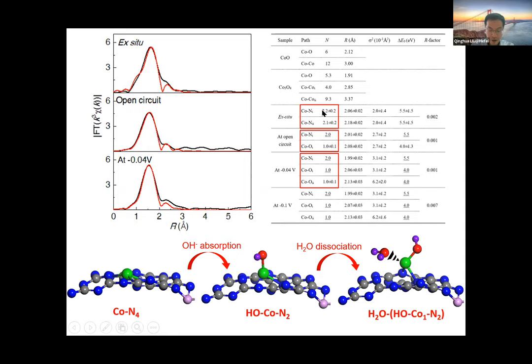At open circuit, two cobalt-nitrogen bonds were broken, and only hydroxyl was adsorbed at the cobalt active center to form the hydroxyl cobalt-nitrogen 2 active structure.